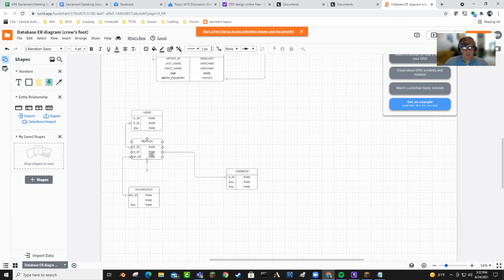A person can be a user, so one-to-one here, a person can be part of a household, but they don't have to be. The only thing I don't like about this is that your household ID could possibly be a null. Or we'd have to have a default column in household like 0, not a member of any household. Okay? Because this is gonna be a foreign key, we don't want a null here.